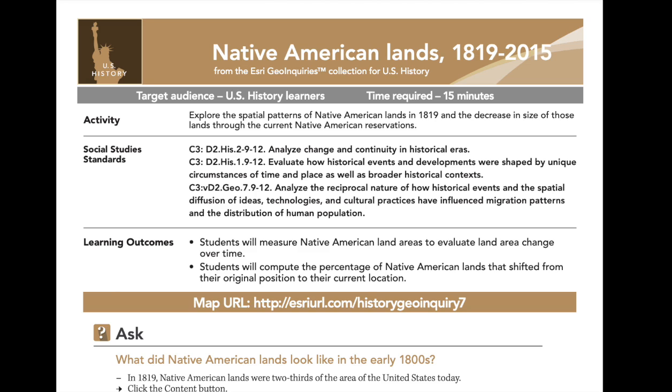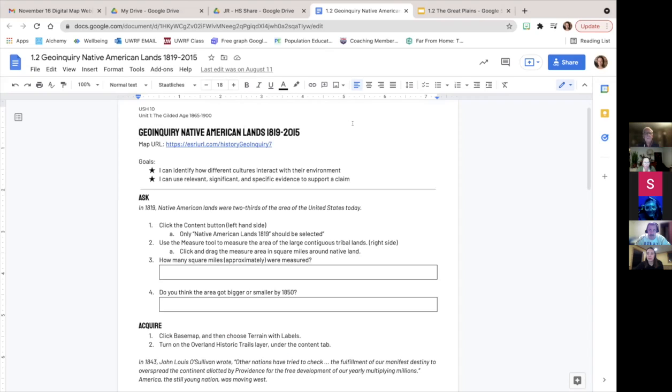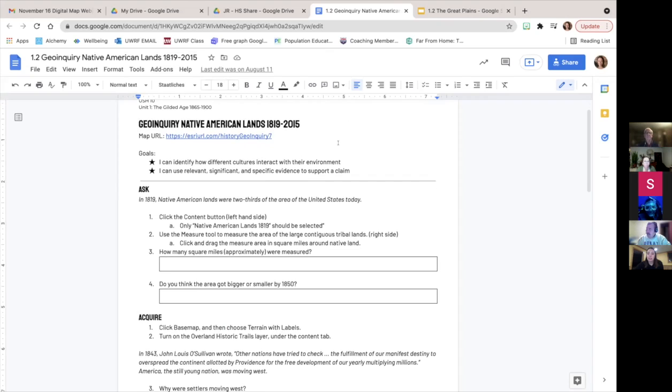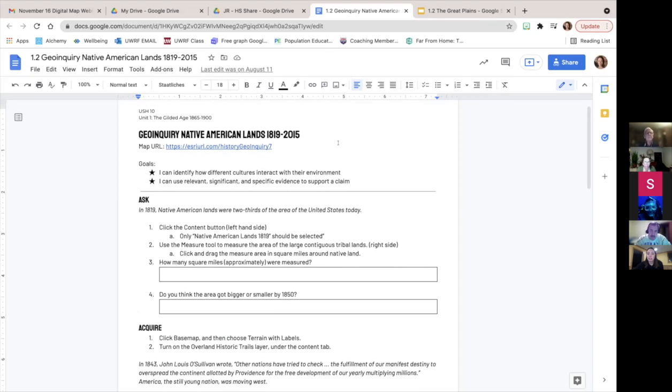And I know Wisconsin social studies standards are a little different than Minnesota. They're pretty broad. And it was actually a behavioral science standard that I connected it to. But the goal was to look at how different cultures interact with their environments. So I immediately kind of saw that connection there. So what I did is I ended up making a copy of the Geoinquiry from the website.